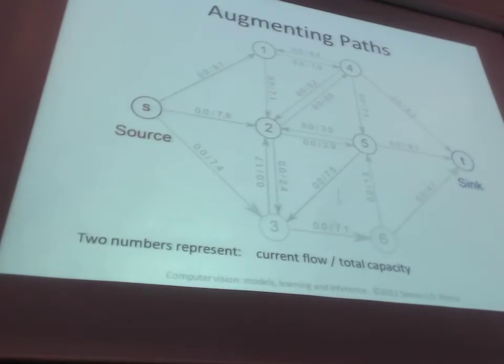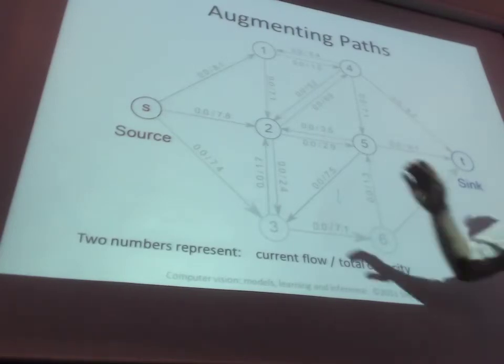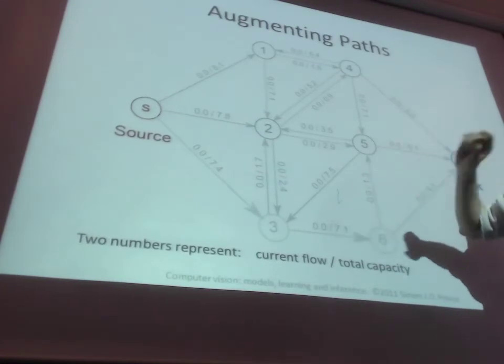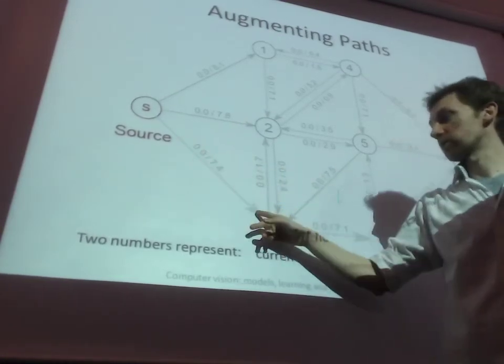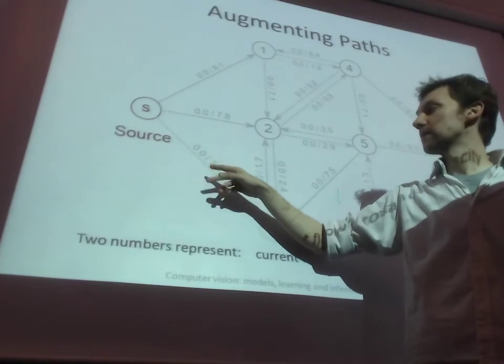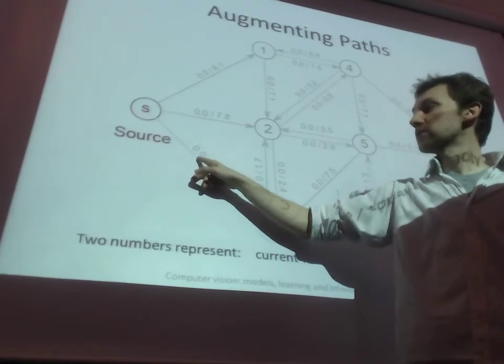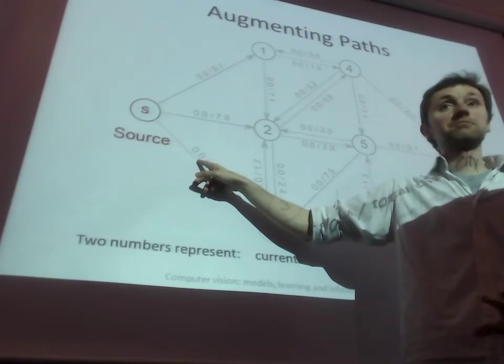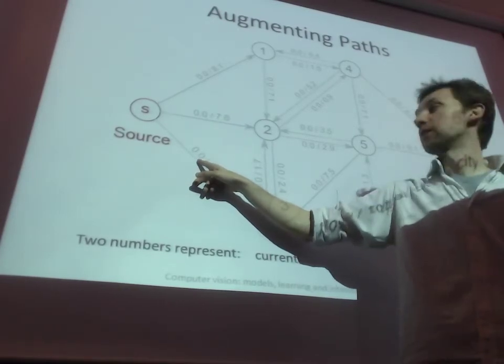So the augmenting paths version of how to compute max flow. We have a source. We have a sink. We have a bunch of nodes. The capacities on each edge, we're going to write them in. They're currently grayed like this. The first number here is 0, which means how much capacity are we using right now? Right now, none. We haven't started the process at all.